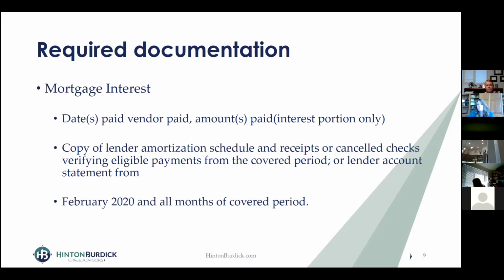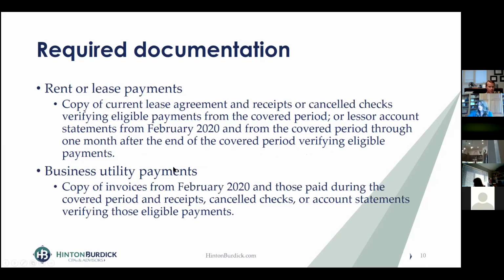So mortgage interest can be any business interest. It doesn't necessarily have to be tied to a property, a building. It can be business equipment or other business interest. It is only the interest amount of the payment and not the full amount of the payment that qualifies for use of the funds. So any interest that was paid during that period can be forgivable.